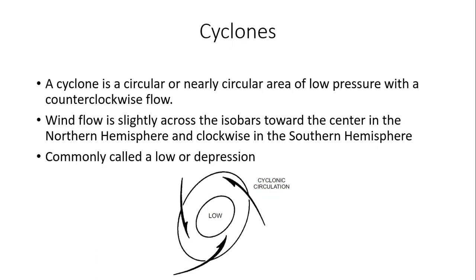Now, what about cyclones? We've heard this term before, and I'm sure you've heard it before on TV weather by the TV meteorologist. A cyclone is simply a circular or nearly circular area of low pressure with a counterclockwise flow. In the northern hemisphere, it's counterclockwise. Now, in the southern hemisphere, the flow would be the opposite, or clockwise. Now, the wind flow is slightly across the isobars, but you notice the dark arrows here on the diagram. The wind tends to blow inward towards the center of the low pressure system. It's commonly called a low, or sometimes you may hear somebody call it a depression.